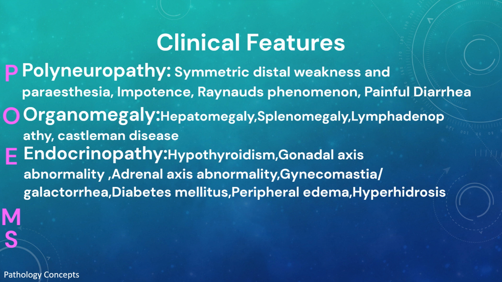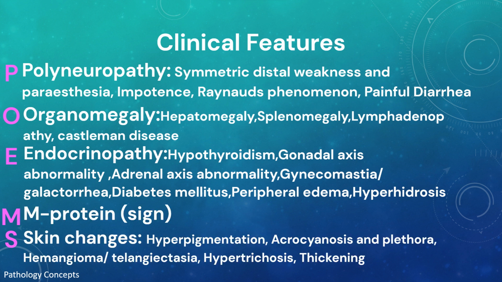E is endocrinopathy, that is hypothyroidism, gonadal axis abnormality, adrenal axis abnormality, gynecomastia, galactorrhea, diabetes mellitus, peripheral edema, hyperhidrosis. M is M protein, and S is skin changes, that is hyperpigmentation, acrocyanosis and plethora, hemangioma, telangiectasia, hypertrichosis and thickening.